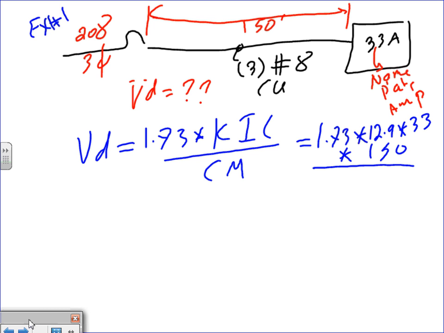Okay, what was the circular mill? I'm going to say stranded. In this case, it really didn't matter. It was 16, 5, 10.